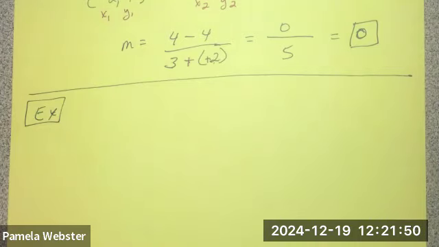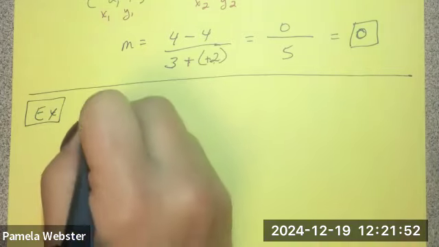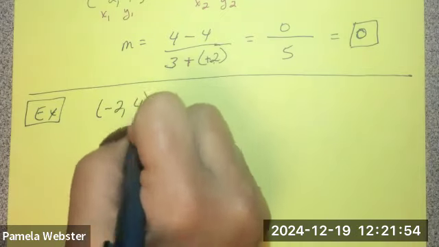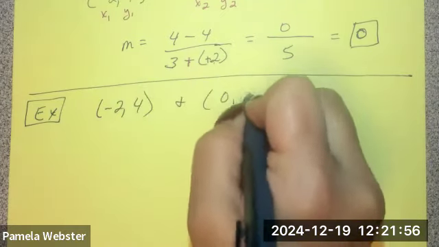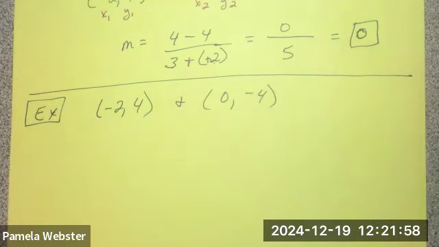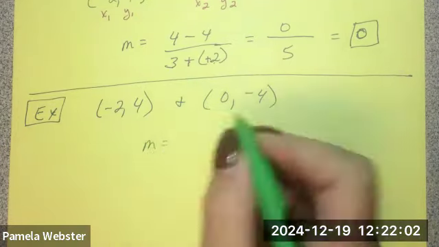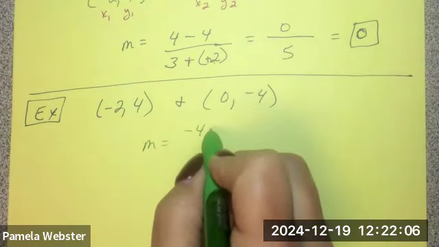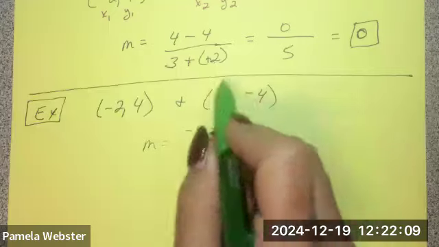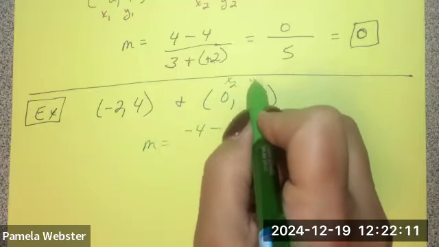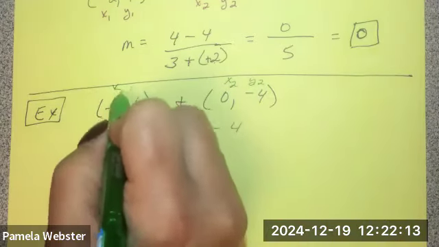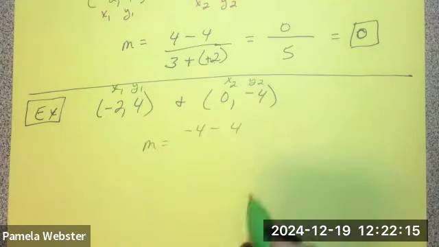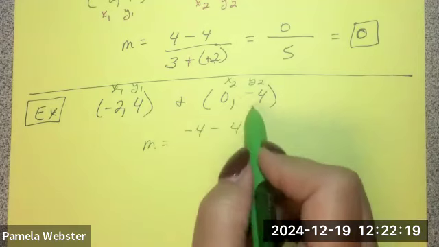Okay. Let's try a different example. Negative 2, 4, and 0, negative 4. So we're going to do the same thing. Slope equals y2 minus y1. Again, picking this guy as my x2, y2, x1, y1. You don't have to label them all the time. I do at the beginning just so everybody's comfortable with where I got that number from.